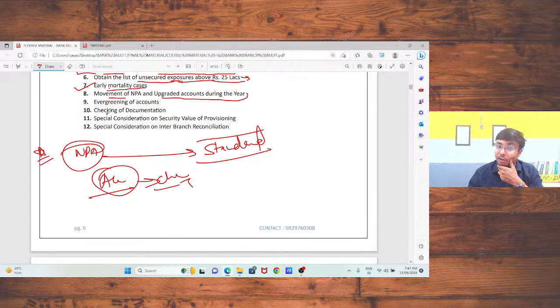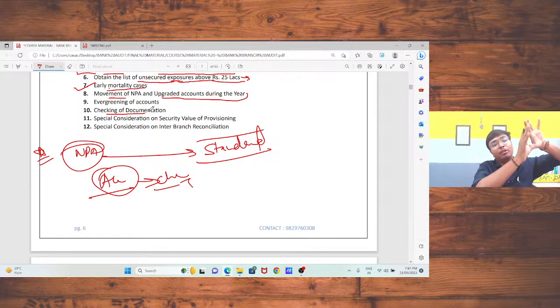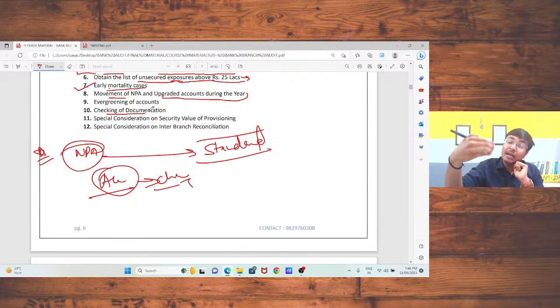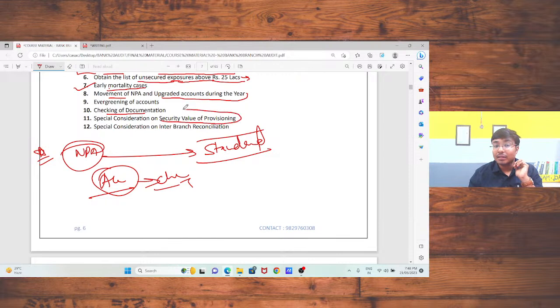Okay sir, checking of documentation: how you can decide what documents we need to check and what the list is for which we need to do the checking. This completely depends on the analysis. Your advances analysis, deposit analysis, NPA list analysis, unsecured portion analysis, and secured portion analysis are the pillars for deciding the documentation part. Take special consideration of the security value of provisional. We are also going to discuss that security portion in our tomorrow's session.